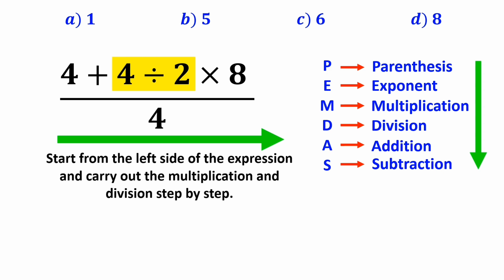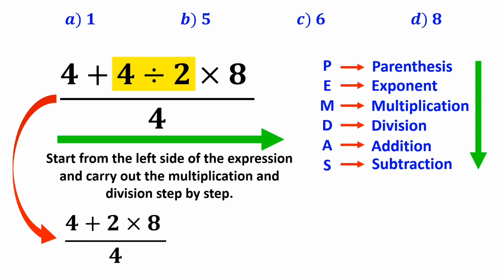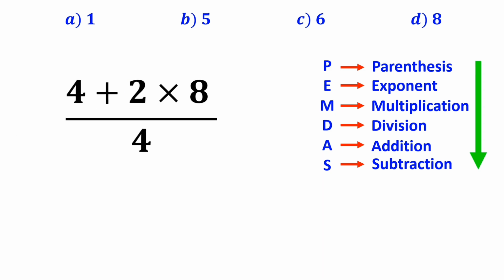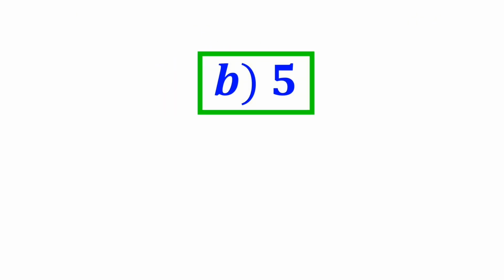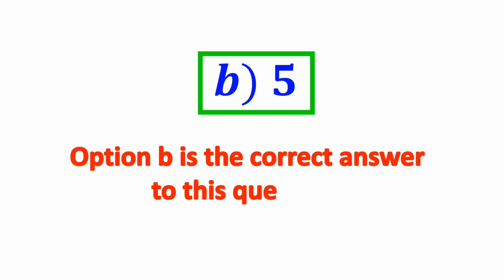So, first we go for the division between 4 and 2. And we can write the whole expression as 4 plus 2 times 8 over 4. In the next step, it's time for the multiplication between 2 and 8, which simplifies the expression to 4 plus 16 divided by 4. Finally, we handle the addition in the numerator and simplify the expression to 20 over 4, which ultimately gives us the answer 5. Therefore, option B is the correct answer to this question.